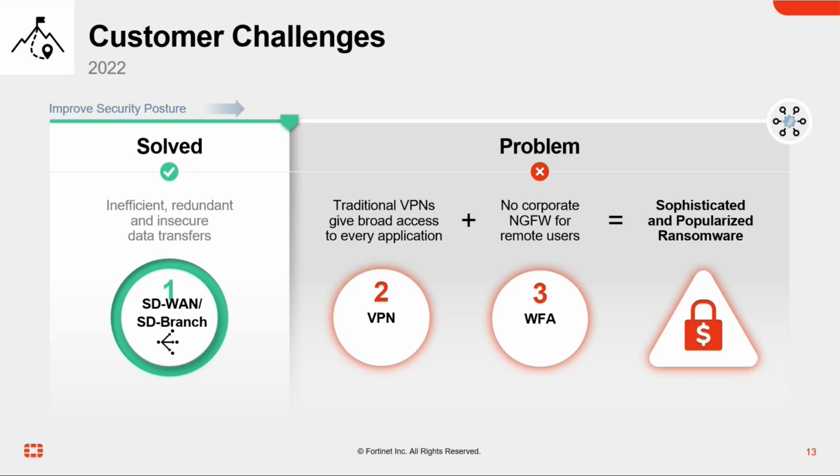The customer challenges. From an SD-WAN and an SD-Branch perspective, yes, we can address that with the FortiGate secure next generation firewalls providing the secure SD-WAN capabilities. But there are still some problems that exist. Traditional VPNs give broad access to every application, there is no corporate next generation firewall for those remote users, and then once again, the ransomware challenge. So how do we address that?